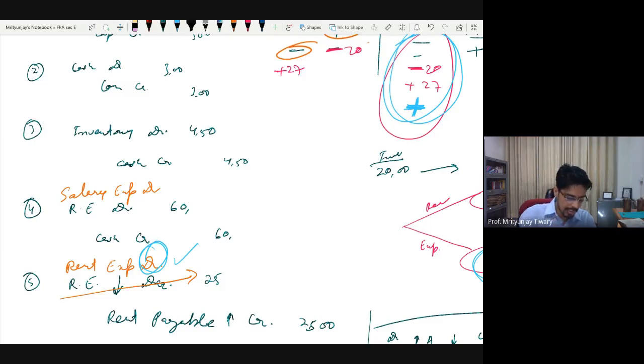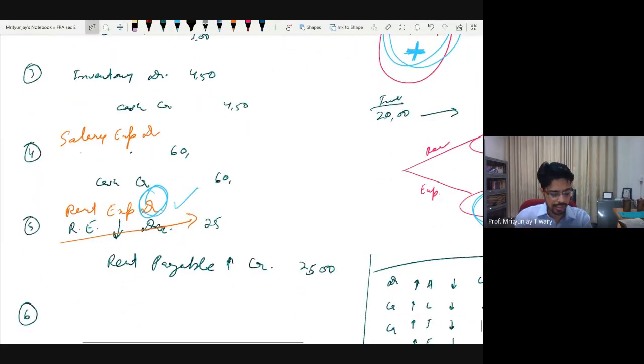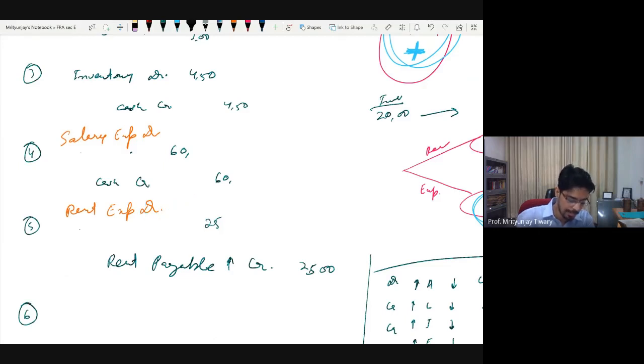So what we said is that instead of retained earning, we will replace it by the reasons for the increase or decrease. So instead of calling retained earning debit and cash credit, we will say salary expense debit and cash credit. Similarly, when you are doing rent expenses, instead of saying retained earning debit and salary payable credit, we will say rent expense debit and salary payable credit.